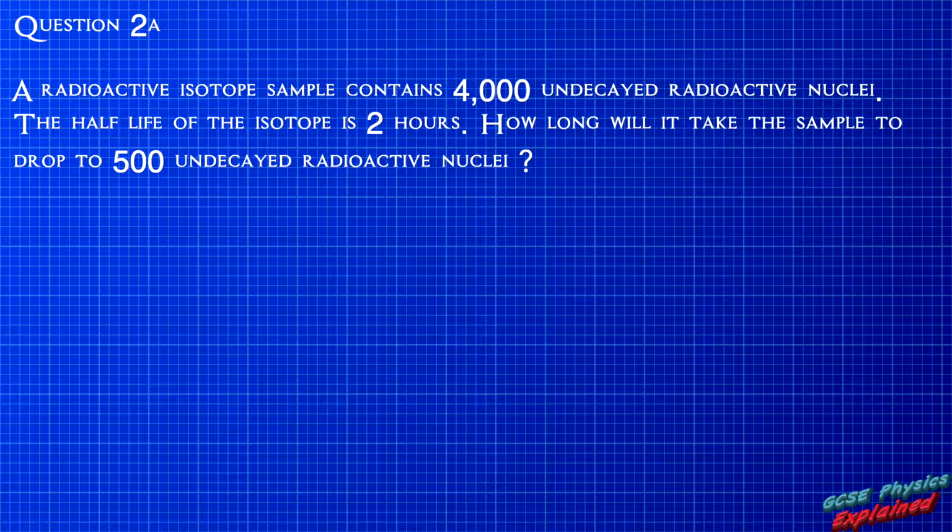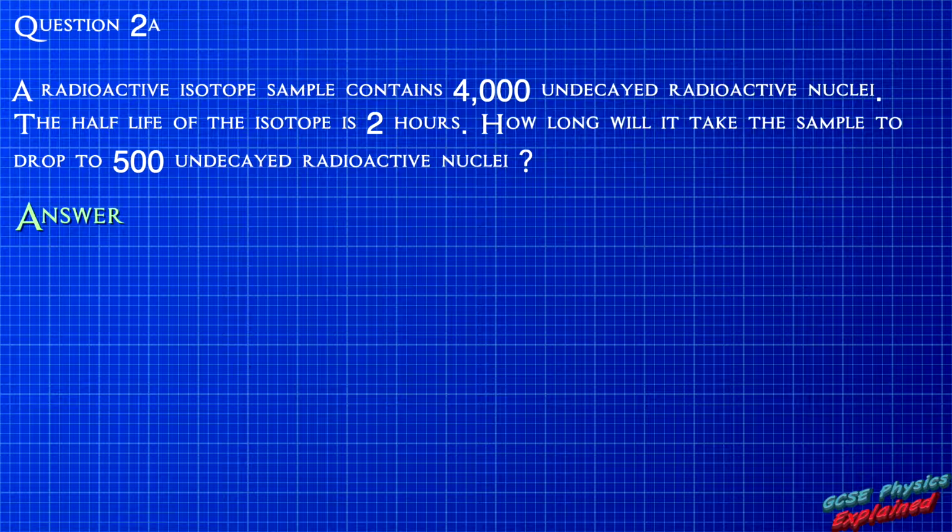Question 2, Part A. A radioactive isotope contains 4,000 undecayed radioactive nuclei. The half-life of the isotope is 2 hours. How long will it take the sample to drop to 500 undecayed radioactive nuclei? Pause the video and give it a try.